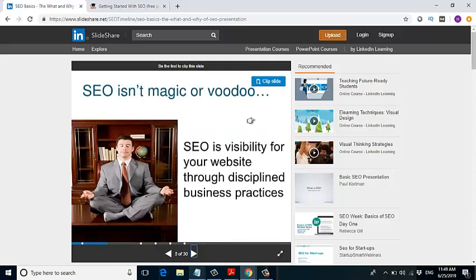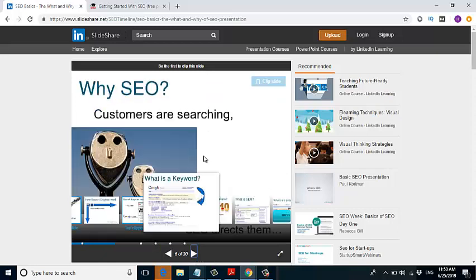As I already discussed, SEO is the visibility of your website through a disciplined business practice. So if your website is good enough to be shown on the search engine, and if it follows all the patterns given by Google and the major search engines, then it will be shown on the internet, on a search engine.